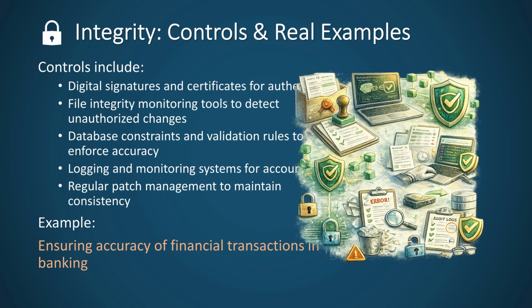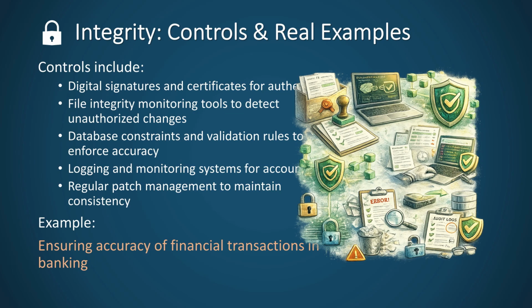Database constraints and validation rules are another safeguard. They make sure that only correct and valid information gets stored. For example, a banking system won't allow a negative balance entry if the rules don't permit it. Then there are logging and monitoring systems. These record who accessed or changed data, creating accountability. If something goes wrong, logs help track down what happened and who was involved. Finally, regular patch management keeps systems consistent and secure. Updating software regularly prevents vulnerabilities that could allow unauthorized changes.